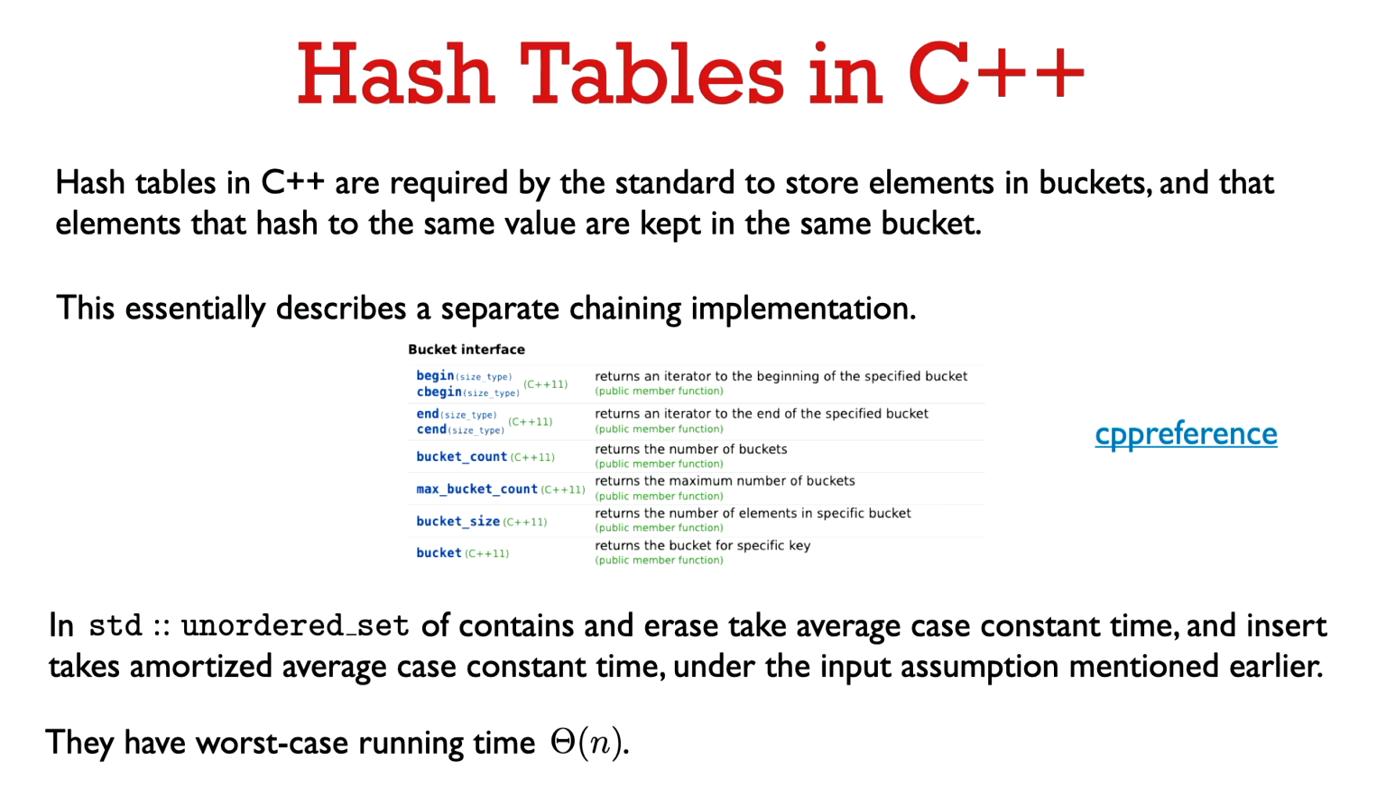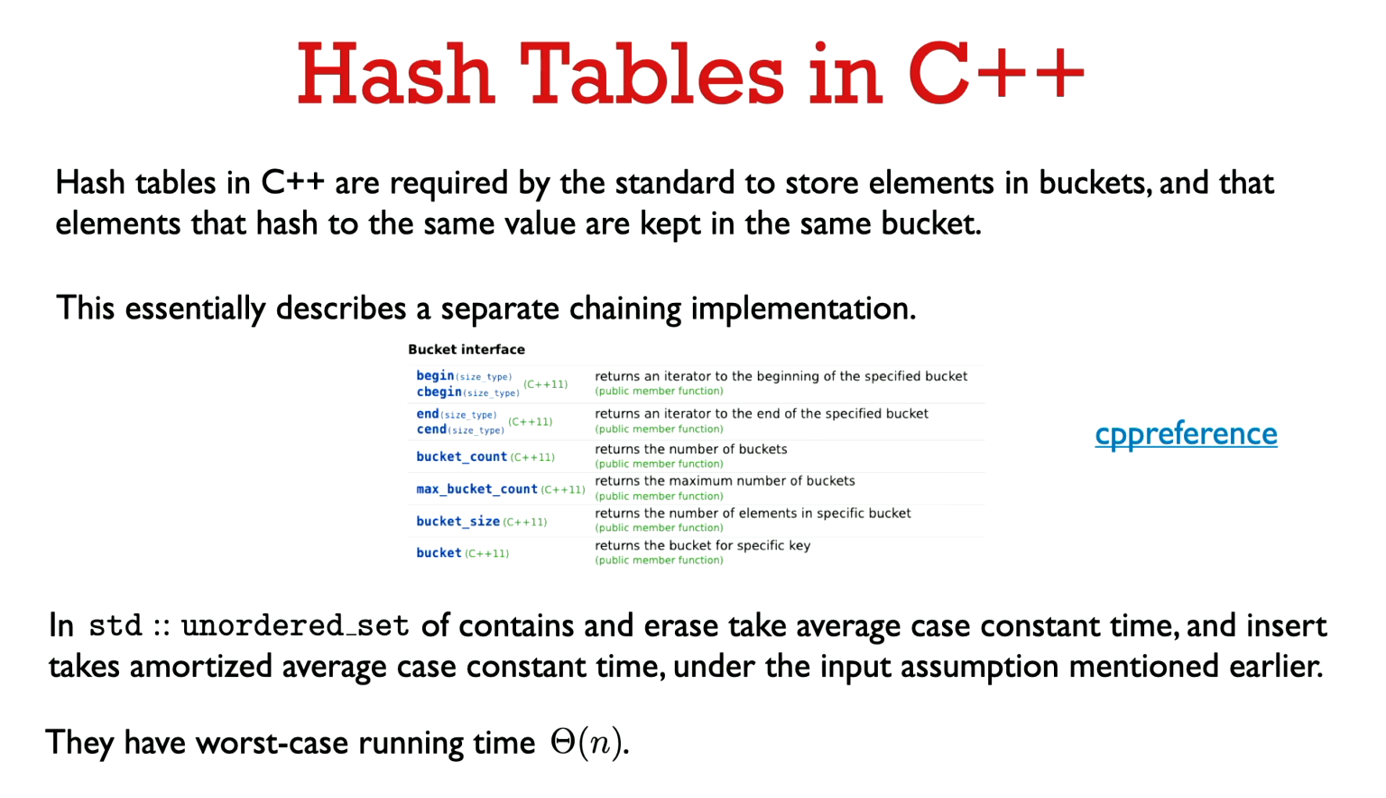Under the simple uniform hashing assumption, the average case running time of contains and erase is constant, and insert takes amortized average case constant time because the hash table is dynamically resized. So some insertions might take a long time if that insertion causes the hash table to exceed the threshold of the load factor, so then it has to allocate a new array of double the size and rehash all the elements into the new array.